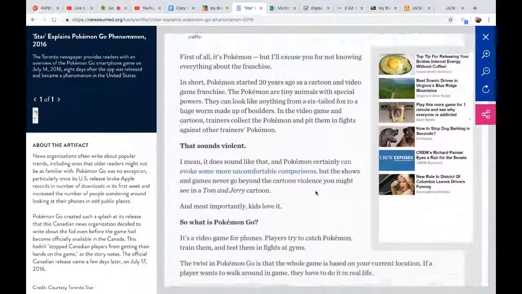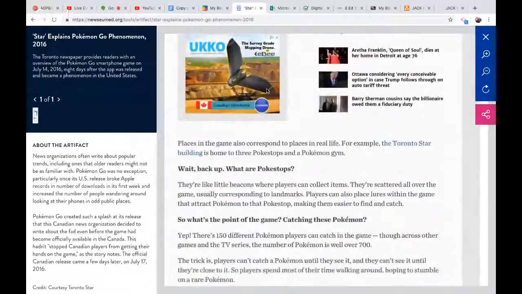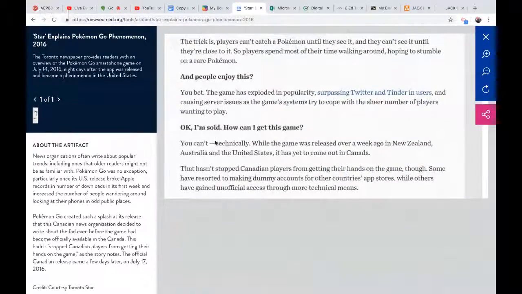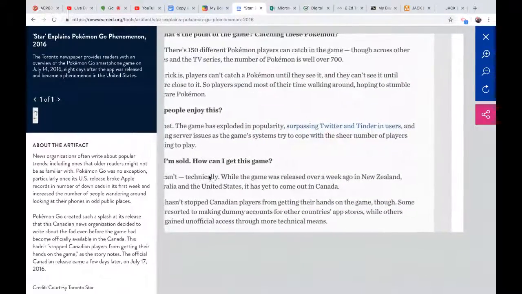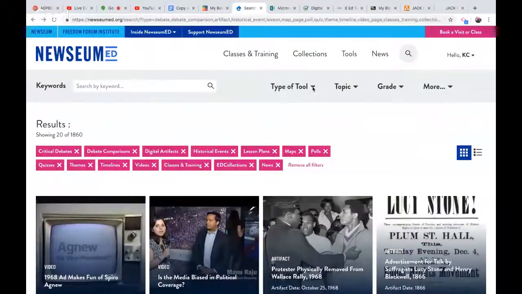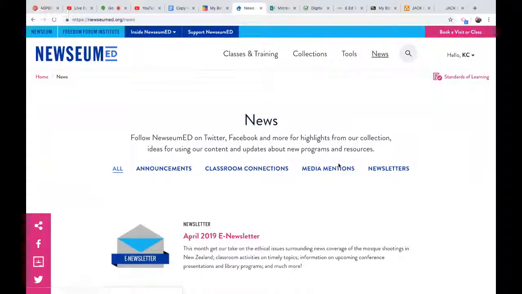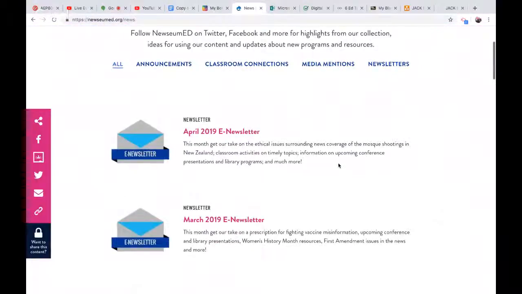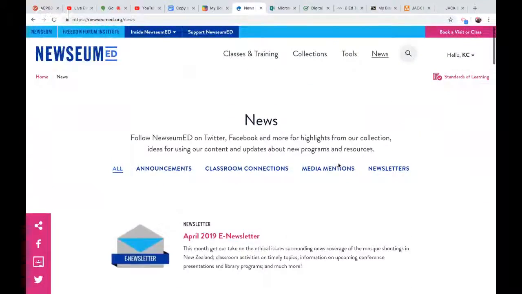Talking about where it all is. And students can come in here and you can link this to them and they can read and find out more about the game. This gives you an overview of it. Again, lesson plans, training. You can go into news. This is just updating you on stuff that they're doing for the site. And so that's basically what Newsela is.